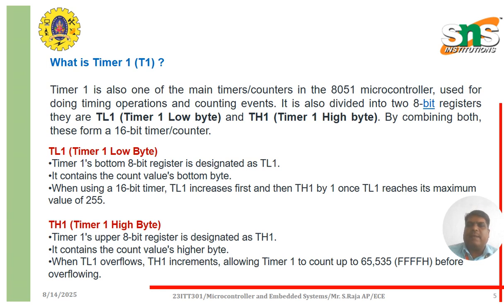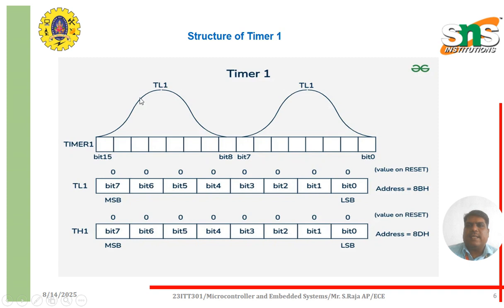Next, TH1, timer 1 high byte. The upper 8 bits of timer 1 are designated as TH1. It contains the count value of the higher byte. When TL1 overflows, TH1 increments, allowing timer 1 to count up to 65,535 before overflowing. This is the structure of timer 1, where the low byte is 8 bits and the high byte is 8 bits.